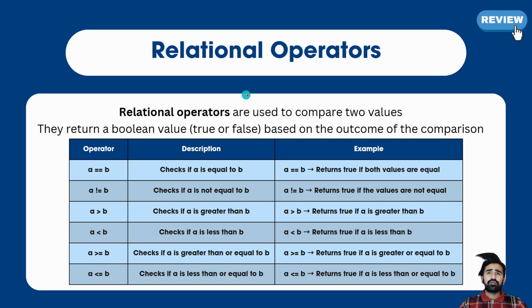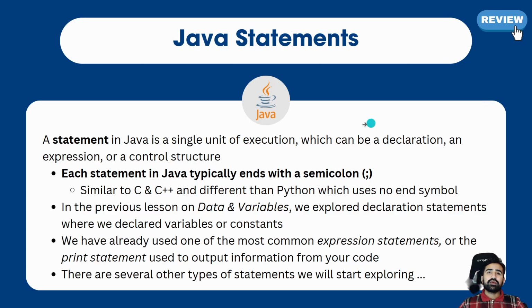Relational operators, of course, if you're making any comparison in a conditional statement or in a condition inside of another type of statement, then relational operators are extremely useful. Java statements, we've reviewed this one over and over again. Remember, it's a single unit of execution. It could be declaration, expression, or control structure. We're actually going to learn a new control structure with loops.